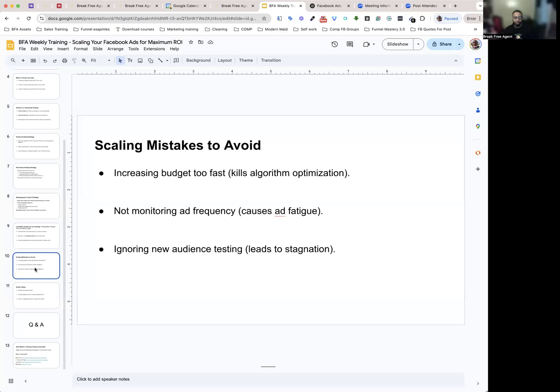And then ignoring the new audience test. So always test, because things can always be improved, especially with advertising and marketing on Facebook. So test consistently.